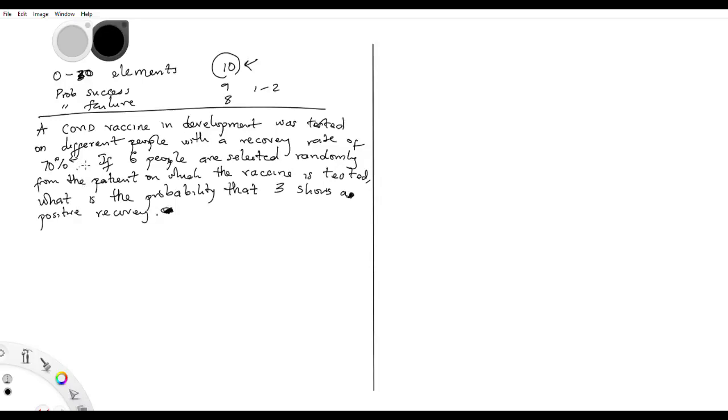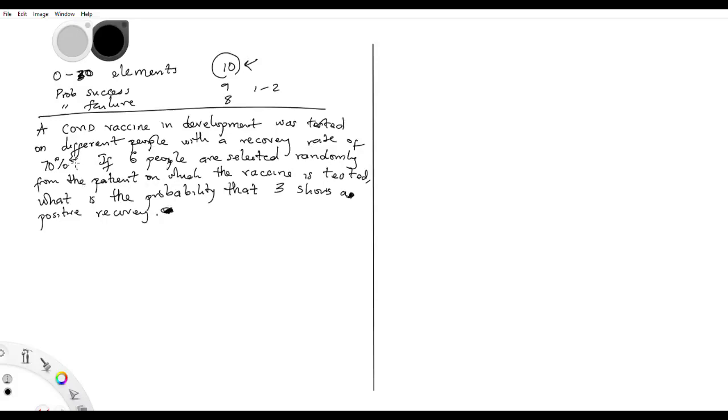It's not 0 percent. It's not that you have to throw it away or something. It is telling you the probability of success of that event. They are trying to test a COVID vaccine, and the point is we want them to recover using the vaccine, isn't it? So this is the success of the event. And also, success does not necessarily mean positive, because there are some questions that might confuse you. It doesn't necessarily mean positive.